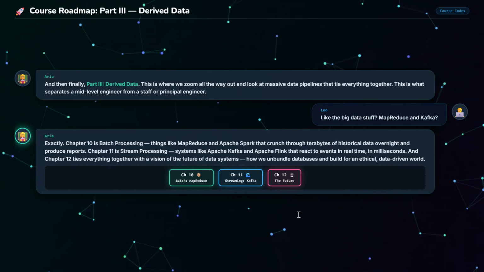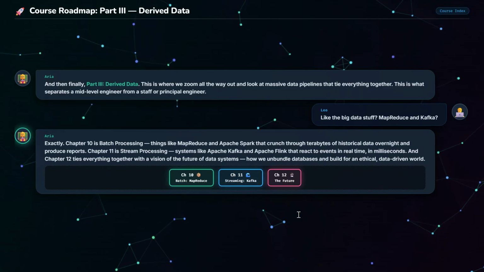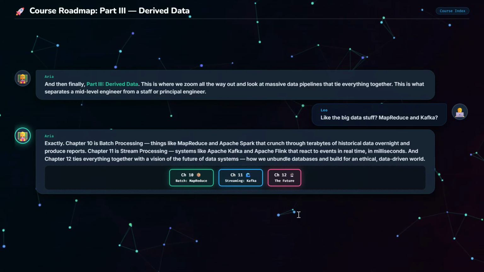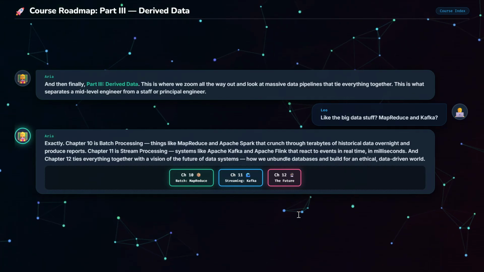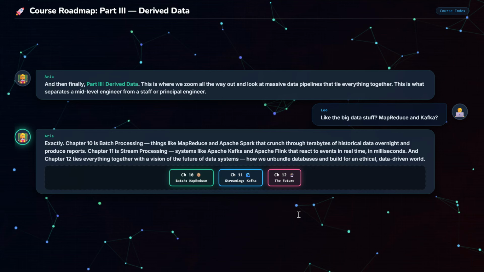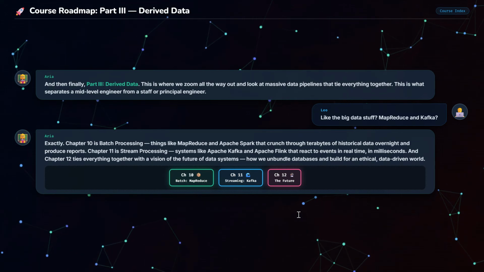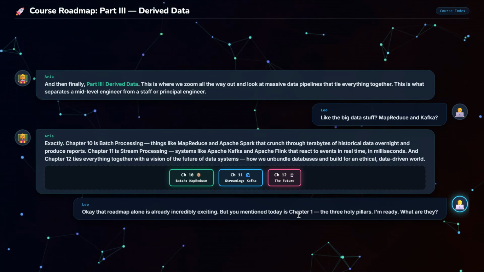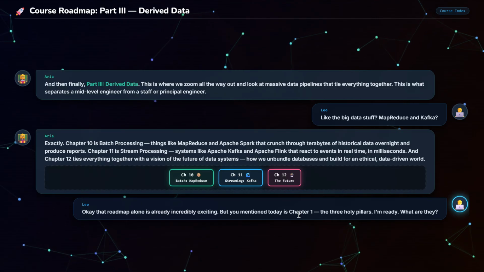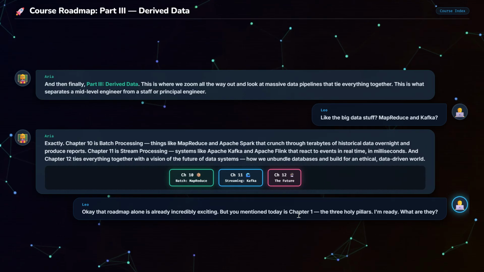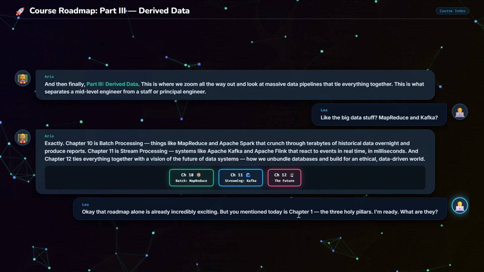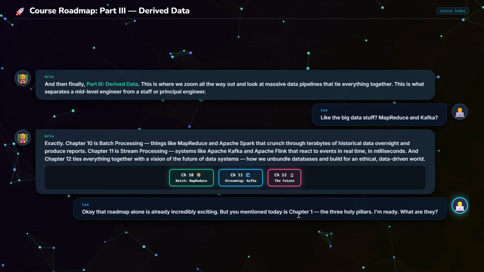as they happen. And Chapter 12 ties everything together with a vision of the future, how we unbundle the traditional monolithic database into specialized components and build for an ethical, transparent, data-driven world. Okay. That entire roadmap already sounds like the most exciting engineering education I have ever heard. But you said today is Chapter 1, the 3 holy pillars. I am ready. Let us start.